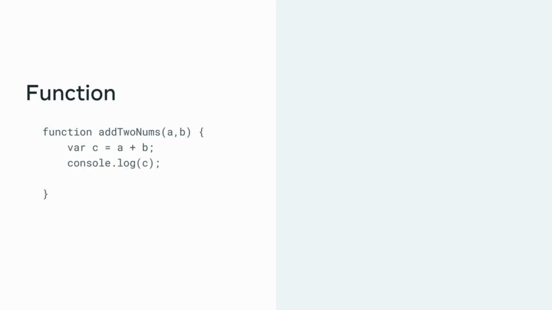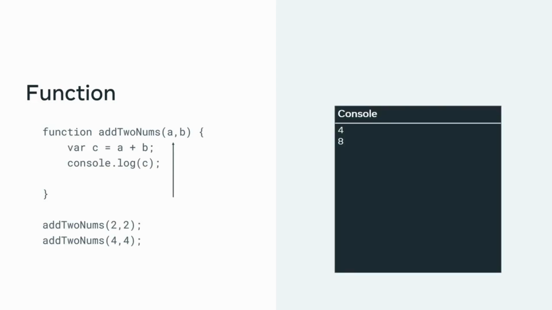Building functions this way allows you to write flexible functions that can be reused with various values as many times as you need. For example, by passing values as arguments to our function add2nums, we can call it as many times as we want. And as long as we send it two values, it will add them together and output the result.